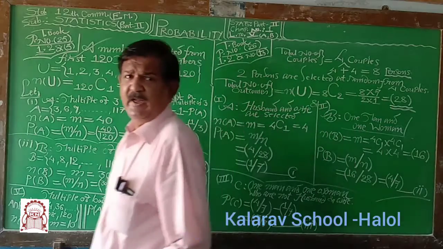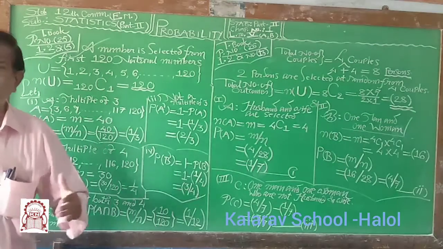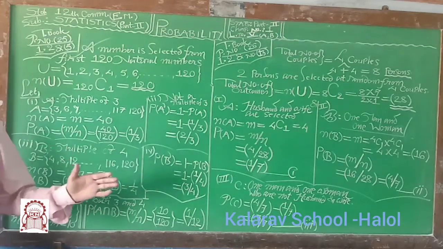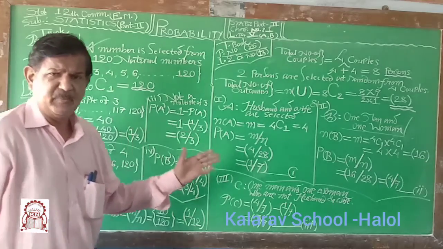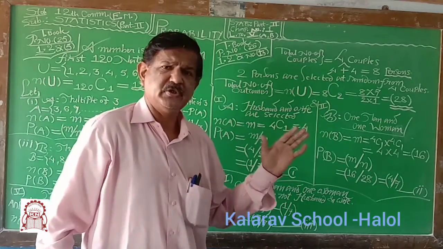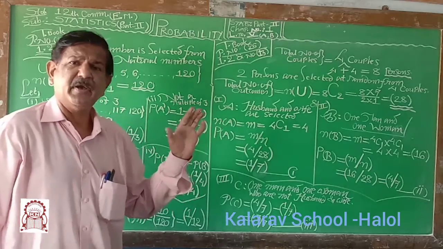These are the examples based on permutation, combination and basic probability from our textbook, from exercise 1.2 in statistics part 2.